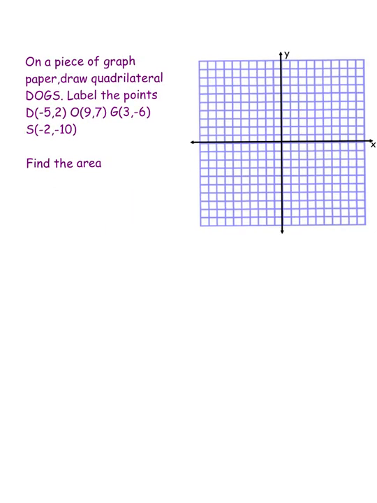Okay, moving right along. We've got a quadrilateral dogs. It says label the points and find the area. So once again, I'm going to hit pause for a moment. So again, looking at my picture, it's an irregular polygon. So in order to find the area, what we're going to do is make the tightest box possible around the figure. The neater you are, the easier it will be to count your boxes.